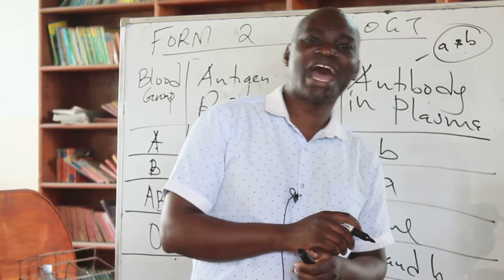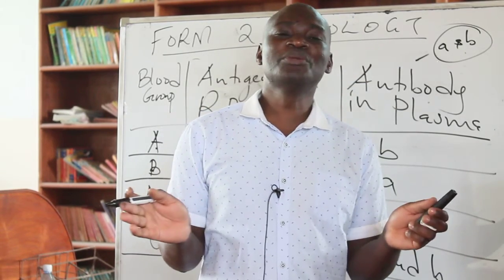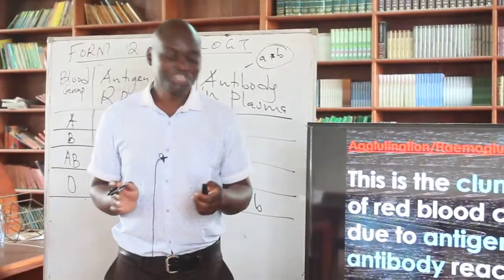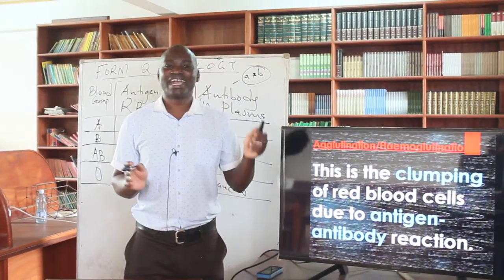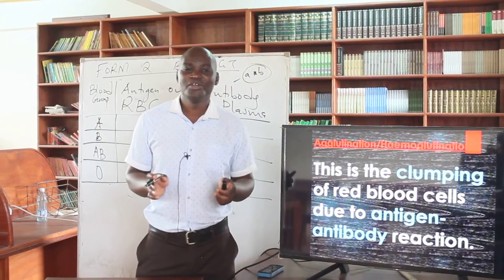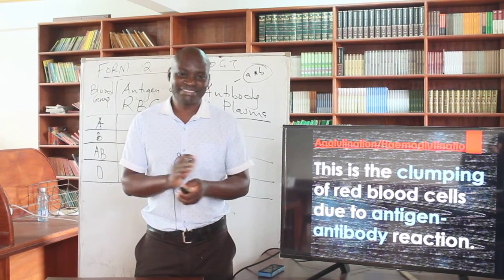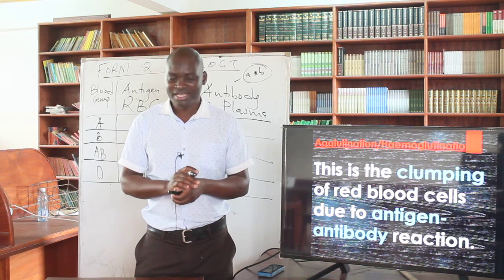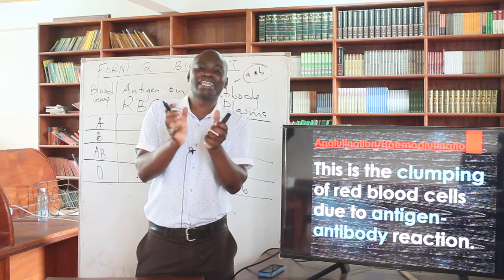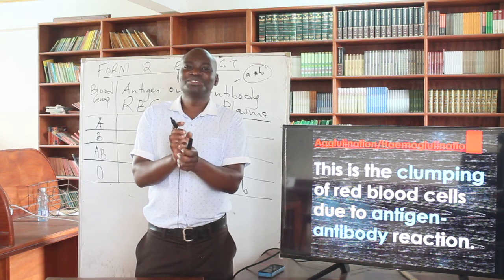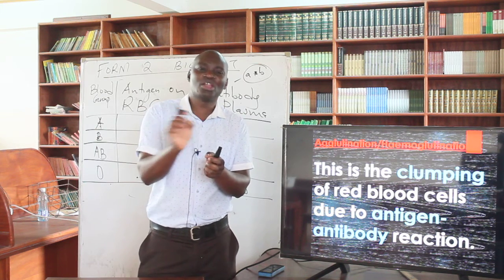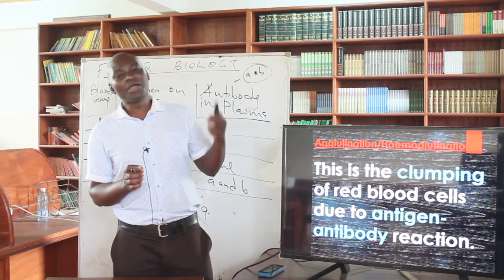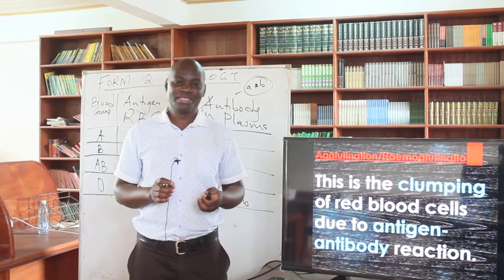And what is this agglutination? Agglutination means the clumping together of red blood cells due to antigen-antibody reaction. Clumping together, the blood coming together, is like clotting. Blood solidified, forming clots. So if that one takes place, then we say agglutination has occurred.